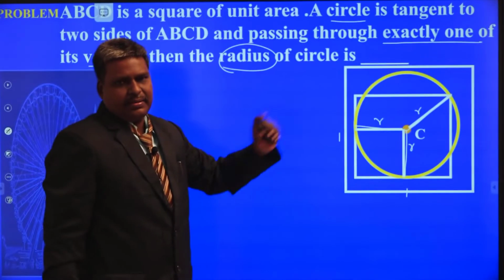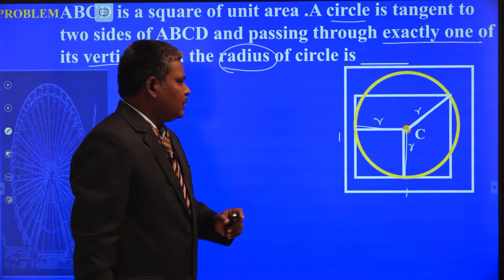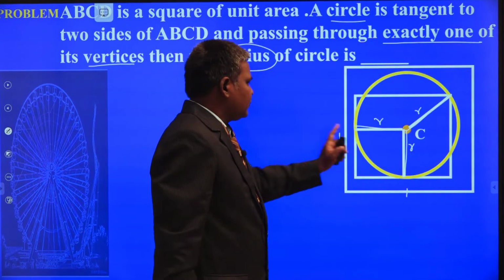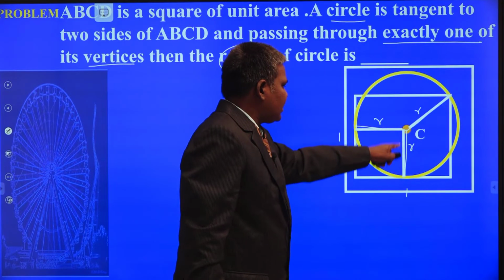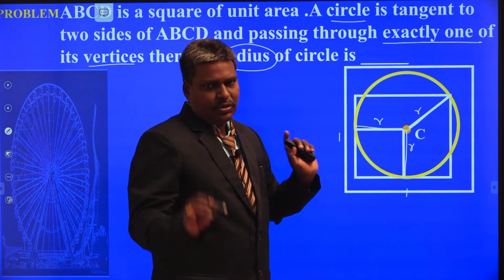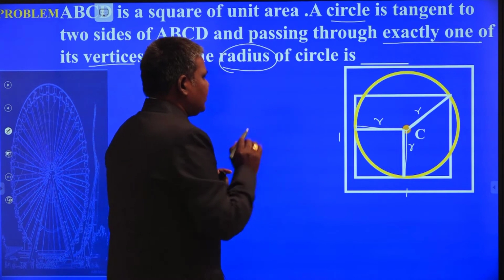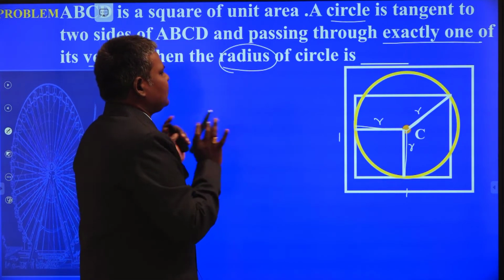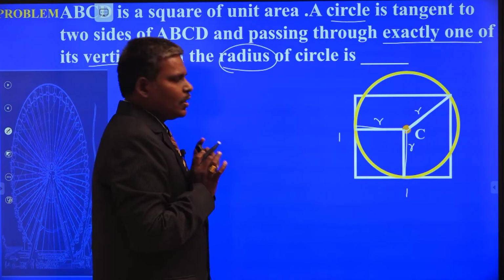This is your diagram. Right? The radius is always fixed once the circle is drawn. So the distance from here to here, here to here, here to here is the same. Let us say r. Your aim is to evaluate the value of r. How to find this r from this information?